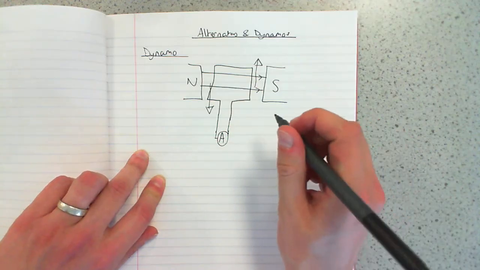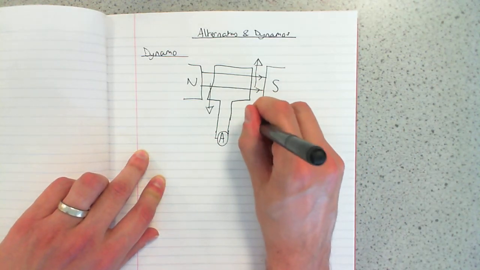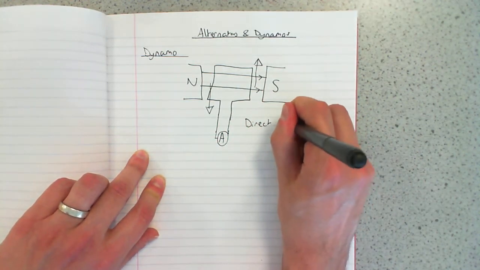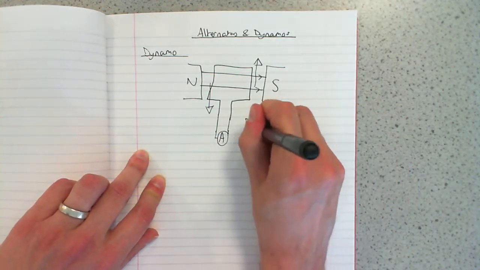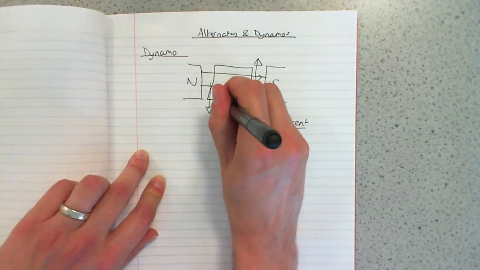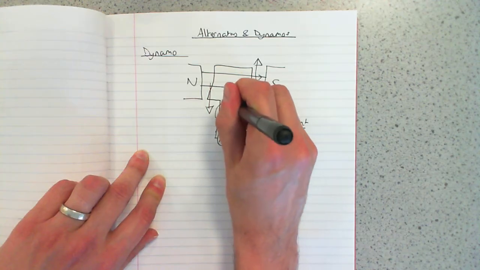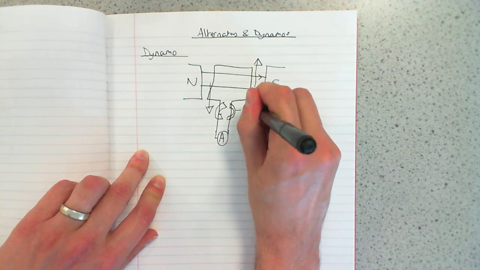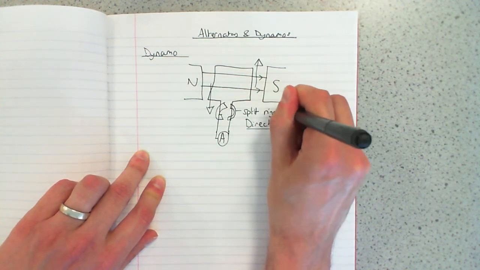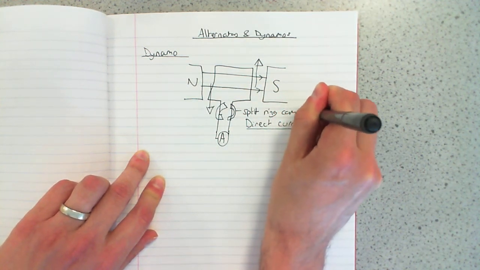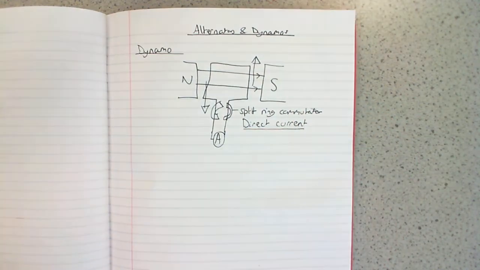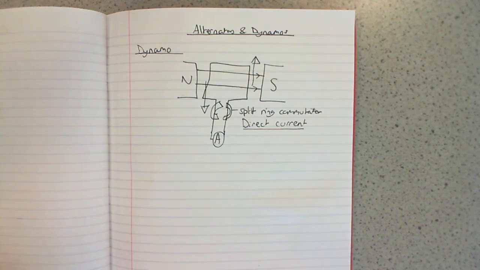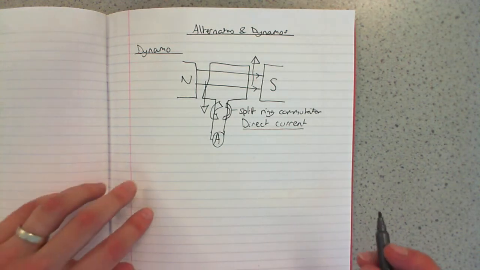It generates a direct current. So dynamos generate a direct current. And to do this, we need a split ring commutator, just like in a motor. And what the split ring commutator does is it swaps the connection. It swaps the connection every half turn, so the current keeps going in the same direction.